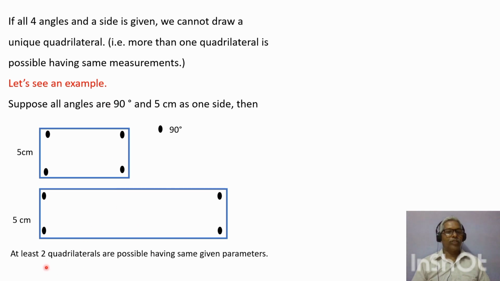At least two quadrilaterals are possible having the same given parameters, that means this is not a unique quadrilateral having these measurements. What does that mean? That means unique means there cannot be one more having the same parameters and the same measurements. So that is the meaning of unique. We will see another example. Okay, move ahead.